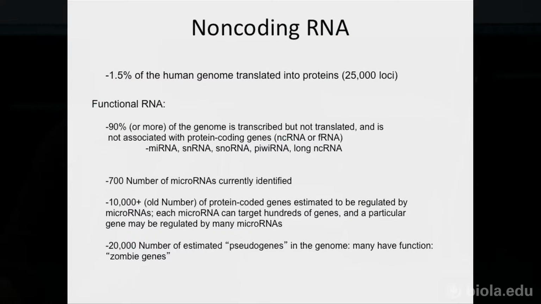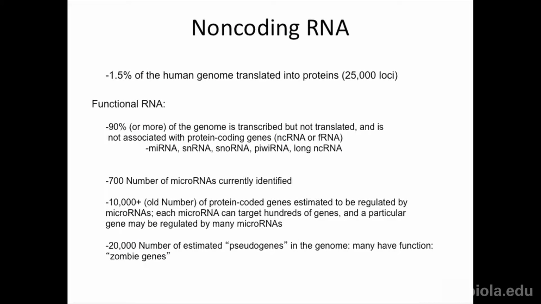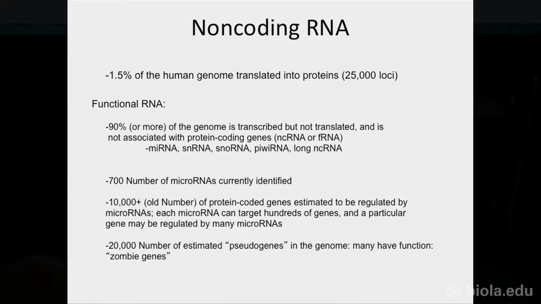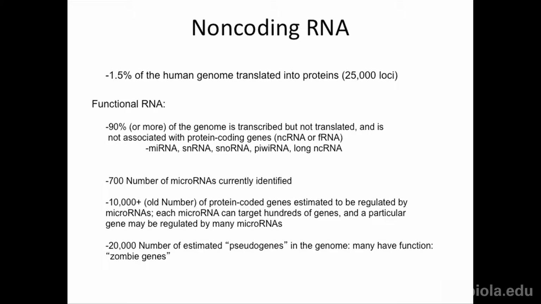A lot of this is done by non-coding RNA. So 1.5% of the human genome is actually translated into proteins. So if we just surveyed the entire genome, the 3 billion base pairs, only 1.5% of the nucleotides are actually involved in coding for amino acids and coding for proteins. Right? The rest of it is doing something else. And for a long time, we thought it was junk DNA, right? And we've talked about this before. But 90% of it, or more maybe, the number keeps increasing as we learn more about this, of the genome is transcribed. That is, it's made into some type of RNA, but not translated, right?